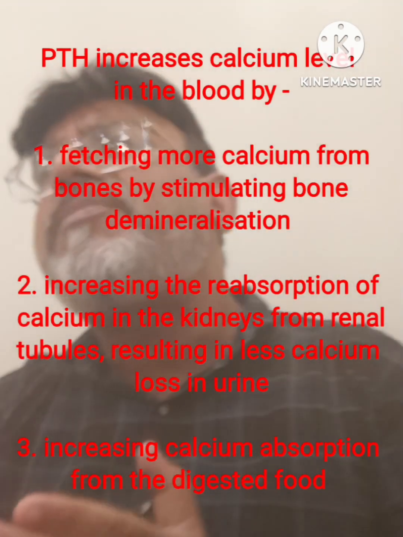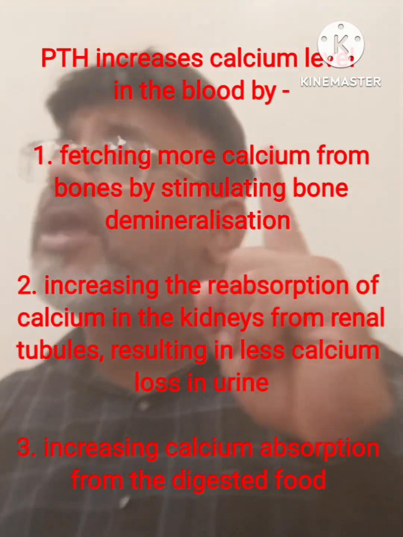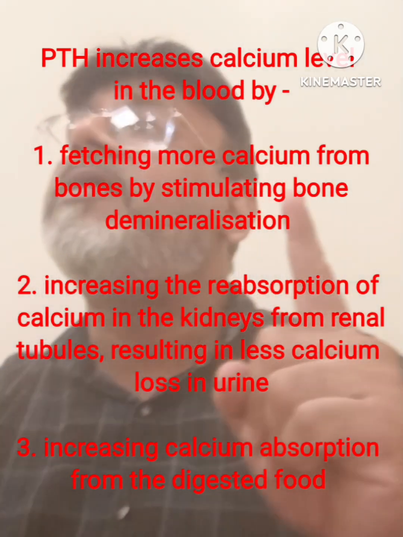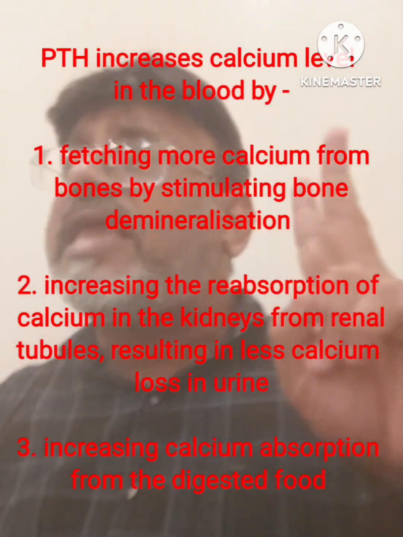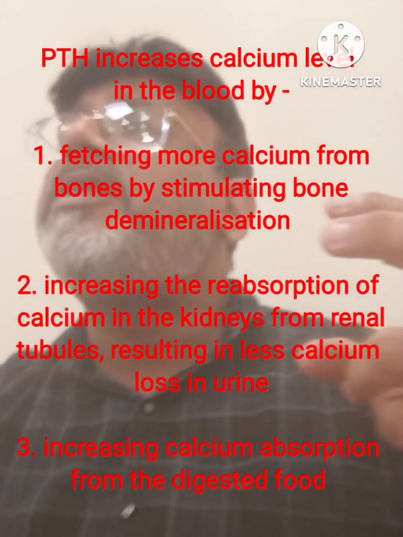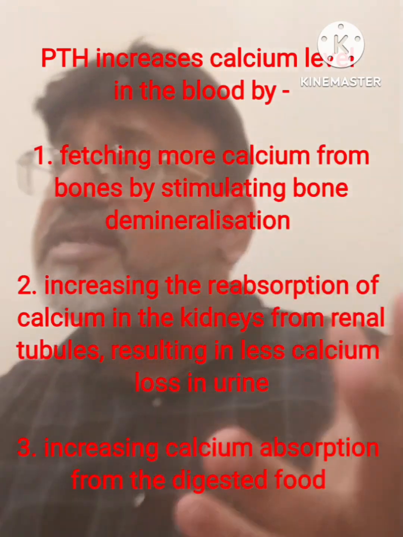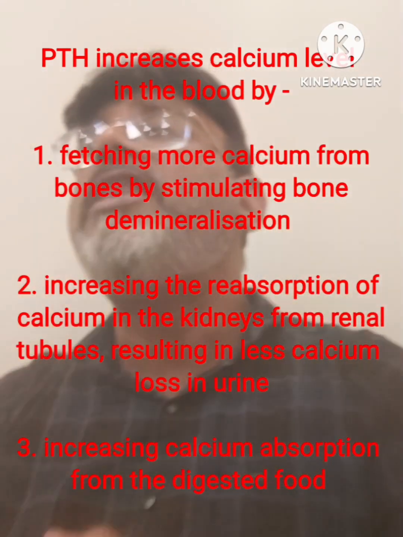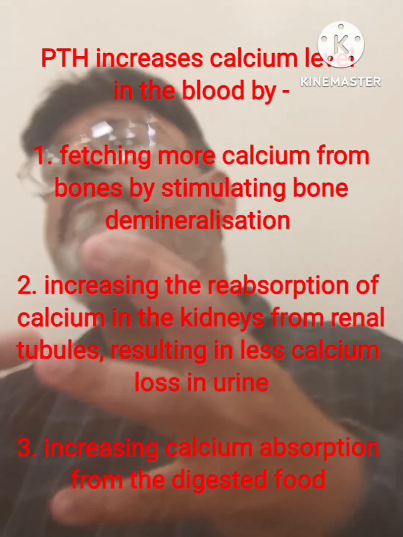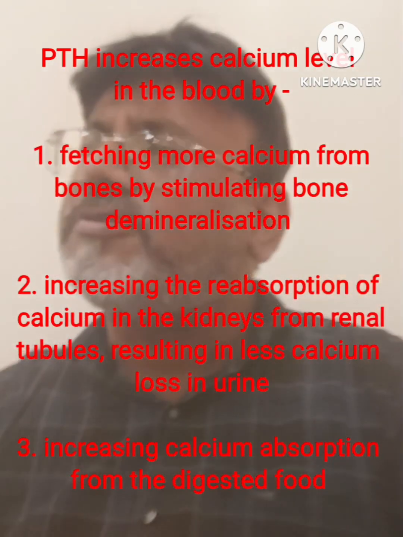When blood calcium falls, the chief cells of the parathyroid gland release parathyroid hormone. Parathyroid hormone increases calcium level in the blood by fetching more calcium from bones by stimulating bone demineralization, by increasing the reabsorption of calcium in kidneys from renal tubules, resulting in less calcium loss in the urine, and by increasing calcium absorption from the digested food. When blood calcium level rises to normal, parathyroid hormone secretion decreases.